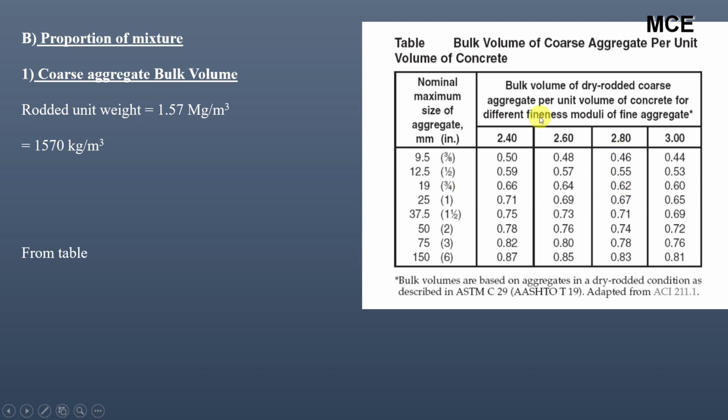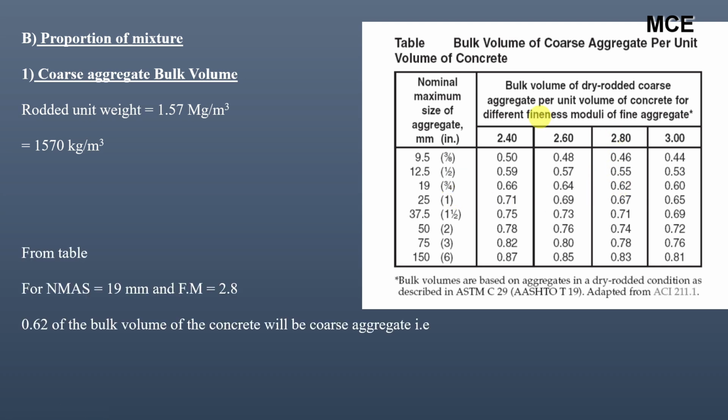So it means that 0.62 of the bulk volume of the concrete will be coarse aggregate. So 0.62 of this rodded unit weight will be coarse aggregate. So the mass of coarse aggregate is equal to 0.62 times 1570, which is equal to 973.4 kg per meter cube.